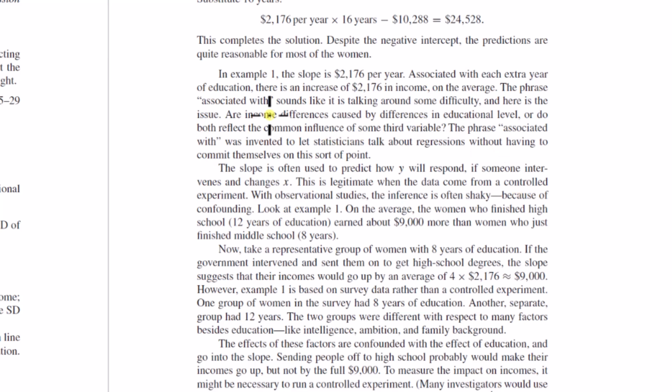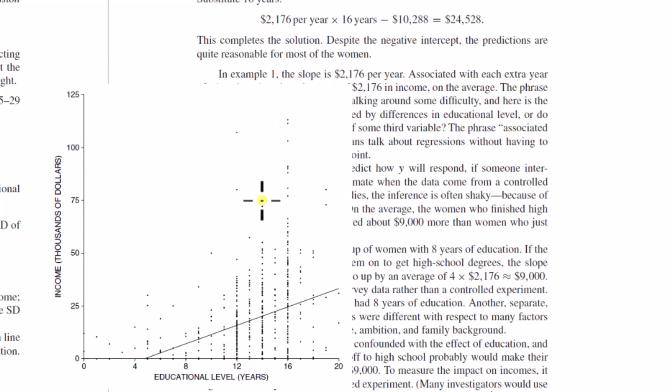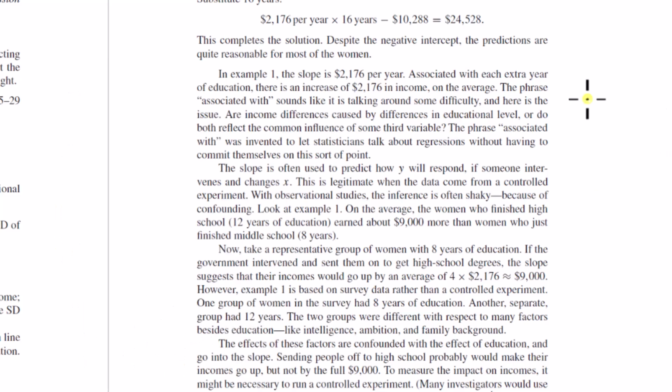So they're saying that there is an association here between educational level of women and income. Was this just women? I think so. Yeah, there is clearly an association in income level, right? But what they're pointing out here is: are income differences caused by differences in educational level, or do both reflect the common influence of some third variable? Doesn't matter. The phrase associated with was invented to let statisticians talk about regression without having to commit themselves on this sort of point.